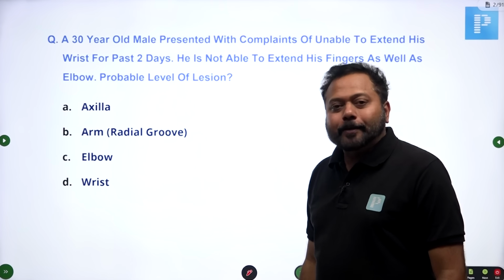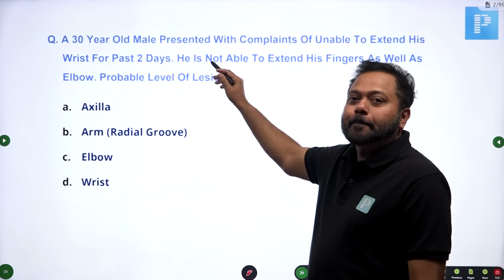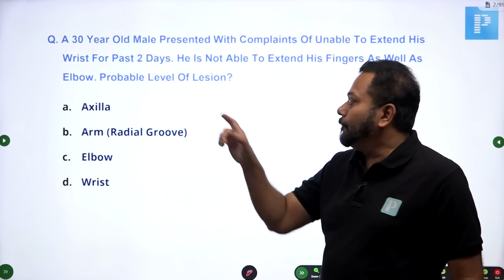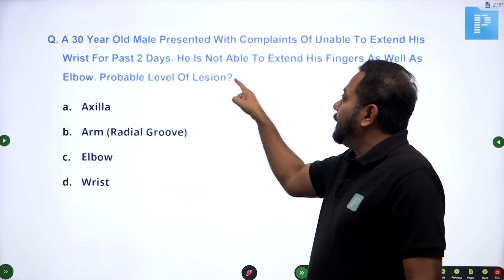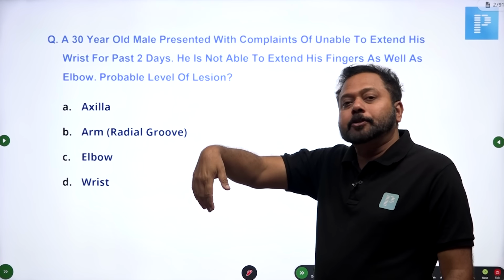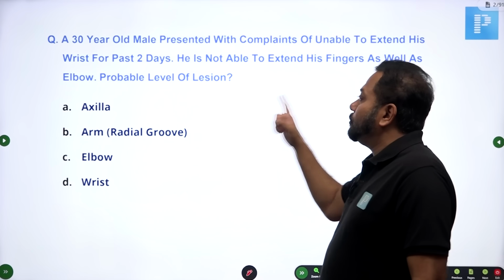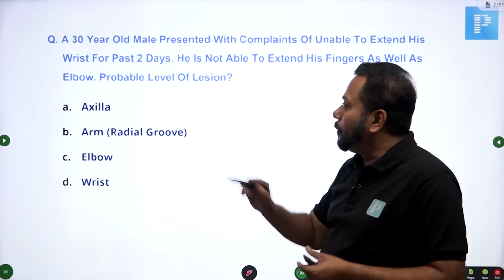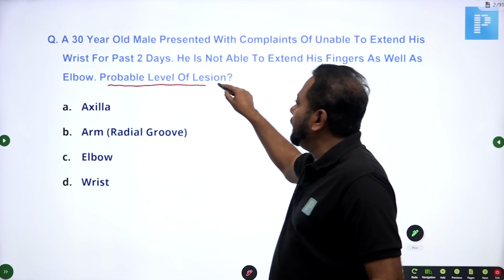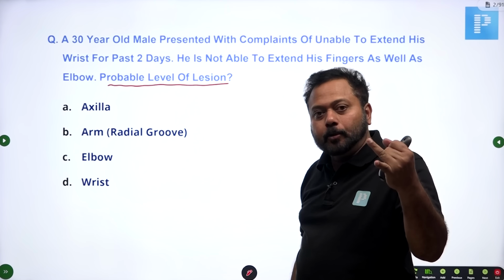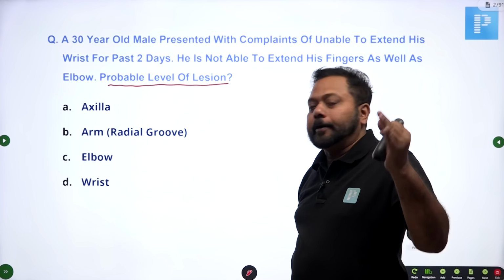Moving on to the first question. A 30-year-old male presented with complaints of being unable to extend his wrist for the past 2 days. He is not able to extend the fingers. So wrist is dropped, finger is dropped, as well as elbow. He is not able to extend the elbow also. So the probable level of lesion: is it in the axilla? Is it in the arm, that's radial groove, or elbow or wrist?